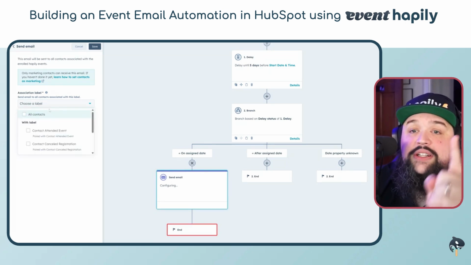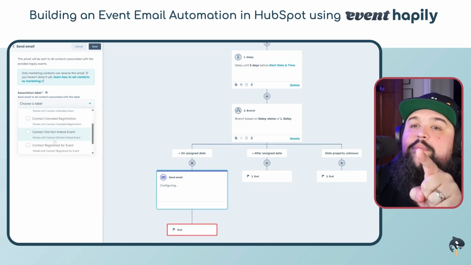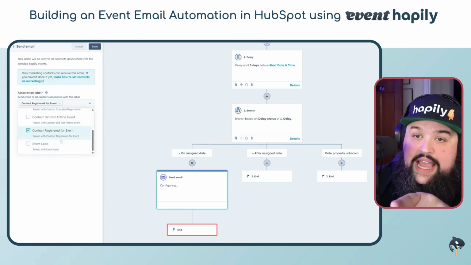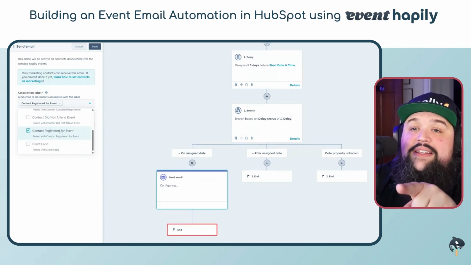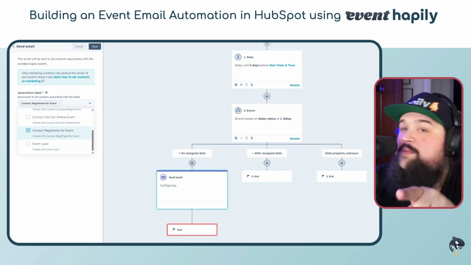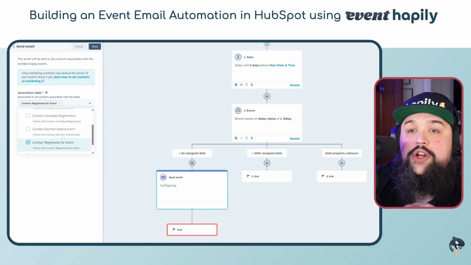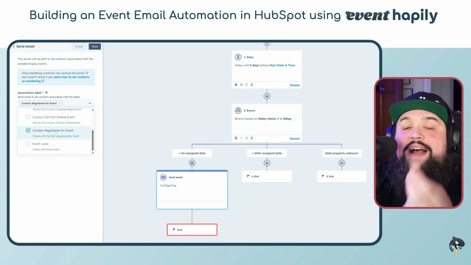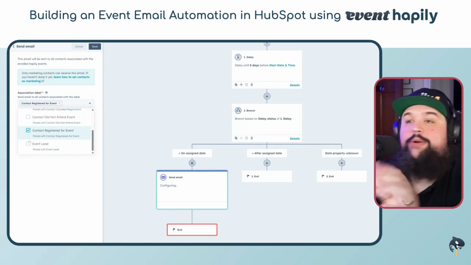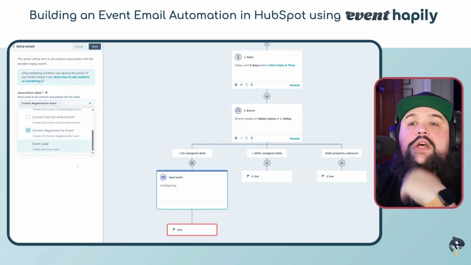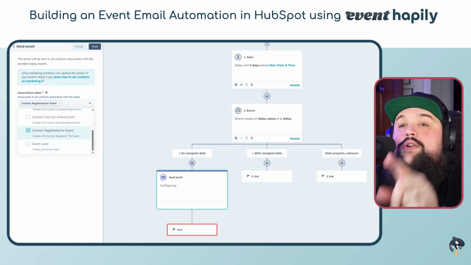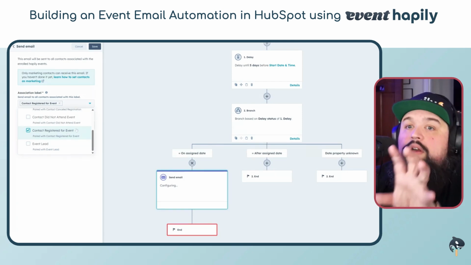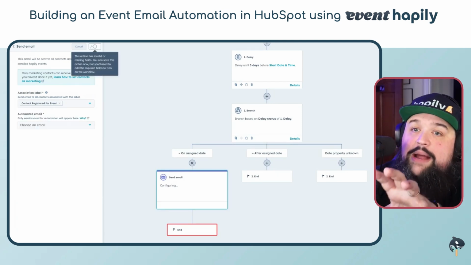And that association label is not all contacts, but it's going to be contacts registered for the event, okay? I want to select this one specifically because I do not want to send this to anyone who may have registered but then canceled. If someone canceled, they no longer have this registered association label. We automatically change that in the background. So I'm going to say, hey, send this to anyone who's associated to this event where at this point in time, they're registered for the event, okay? And I'm going to hit save.